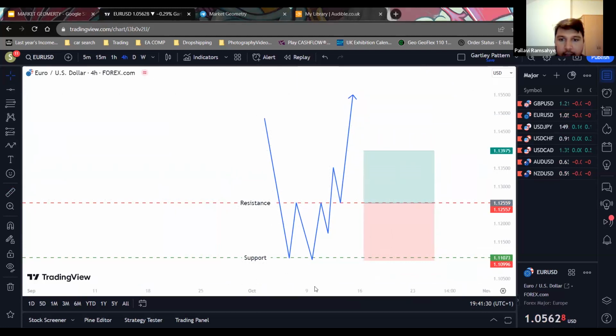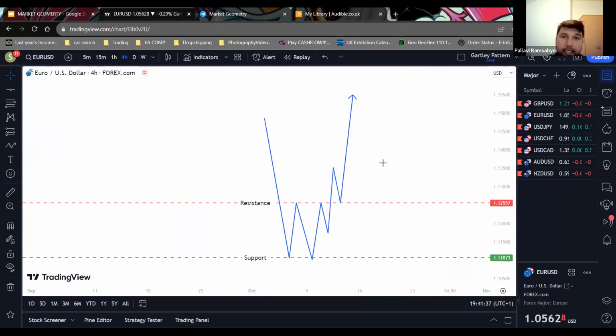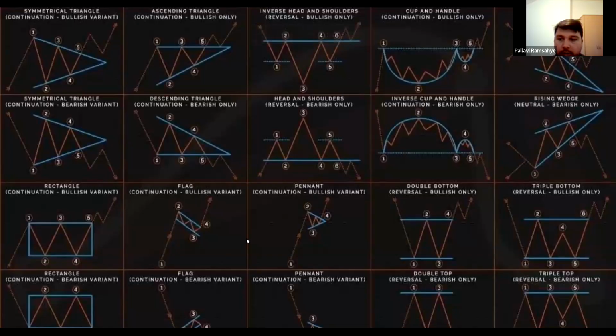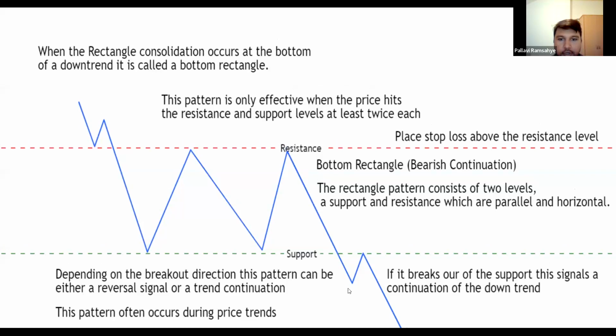Does anybody have any questions about how that works? How the rectangle pattern works? How you use it in a trend continuation? Any questions? In the next session, we will be going through, I'm just going to show everyone now. Let's have a look which one would be best. Let's go with the double bottom for next session, and then we'll move on to the triple bottom as well for that session. Does anybody have any questions about how the rectangle pattern works within a trend? Any questions whatsoever?